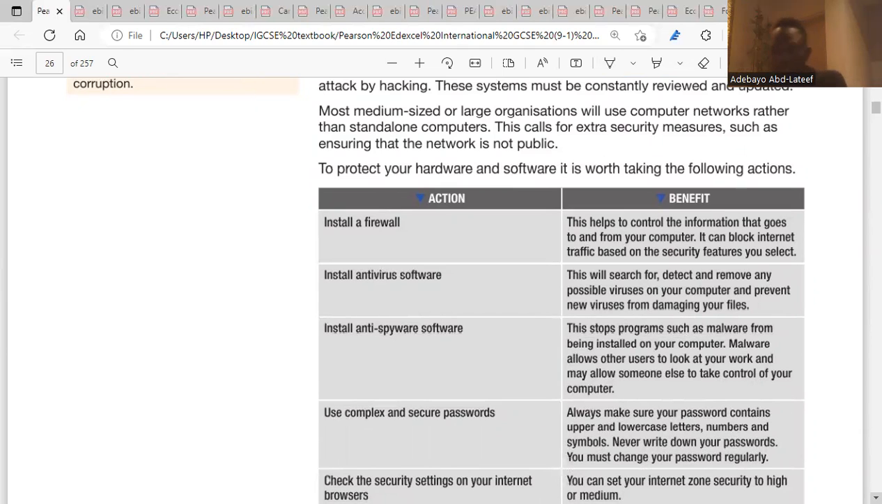So this helps to control the information that goes to and from your computer. That means you can control the accessibility of information to your system by installing the firewall.